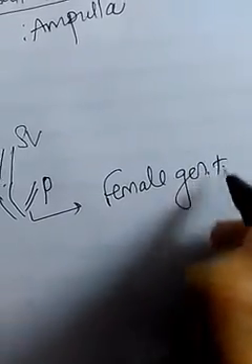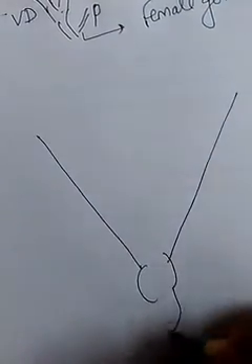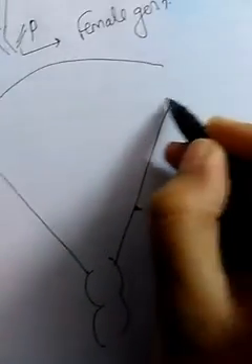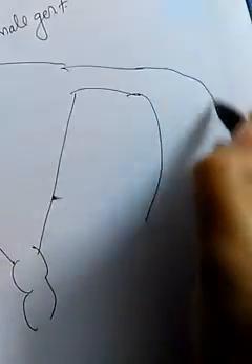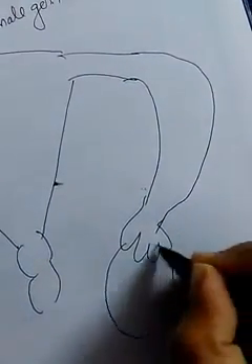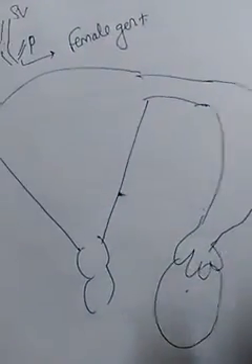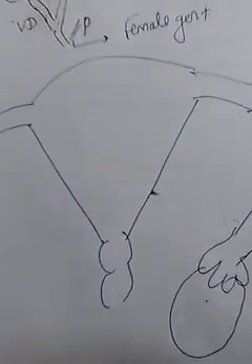Okay, female genital tract. Now, supposing this is the uterus. This whole thing is the fallopian tube. This is the ovary. This is not anatomically correct, just a schematic diagram.